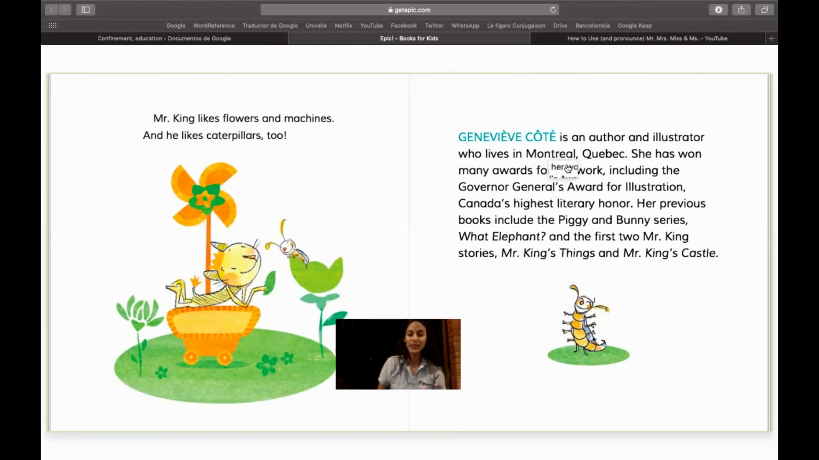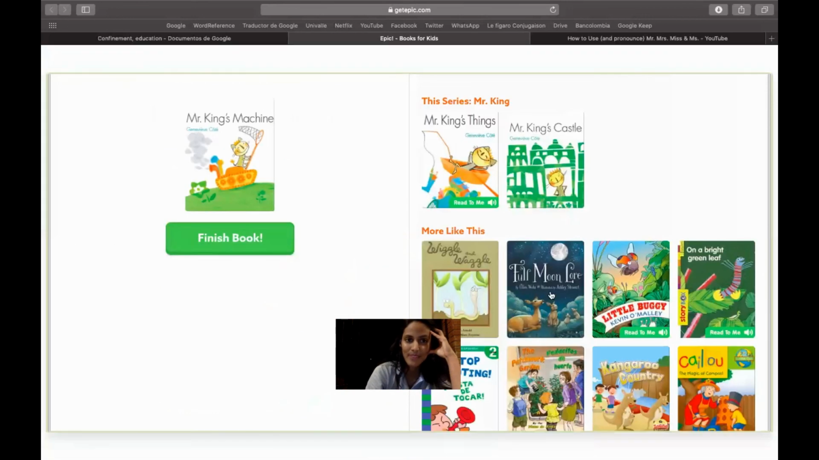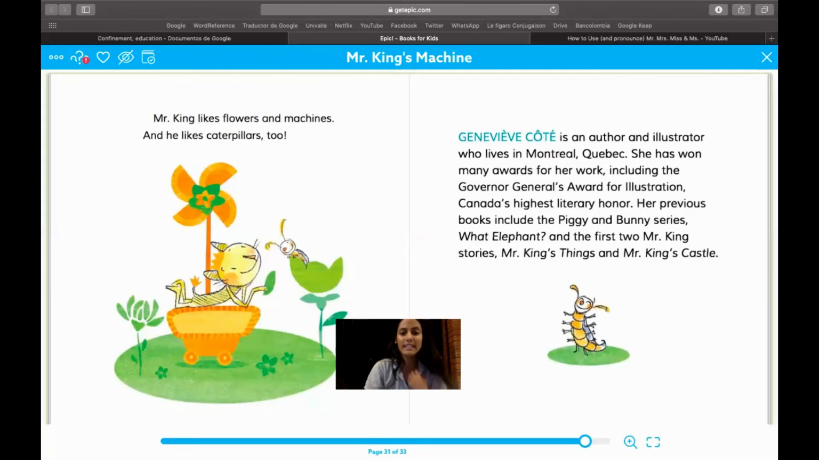So that's the story. I hope you realize how you conjugate the second person. Remember to add the S in the verb. Se le agrega siempre la S al verbo en la conjugación de la segunda persona en oraciones afirmativas. Remember that. And I hope you enjoy this little text. So this was Mr. King's machine.